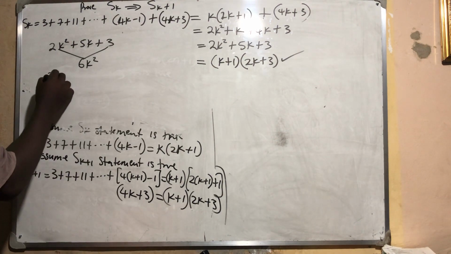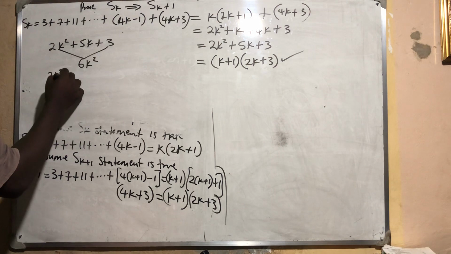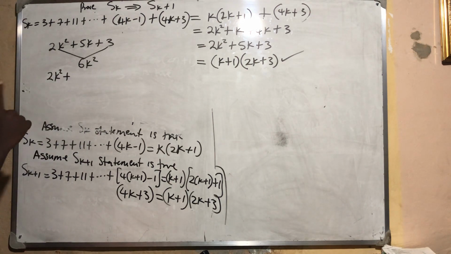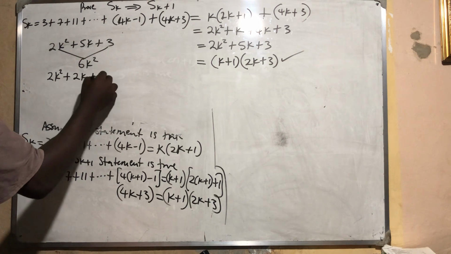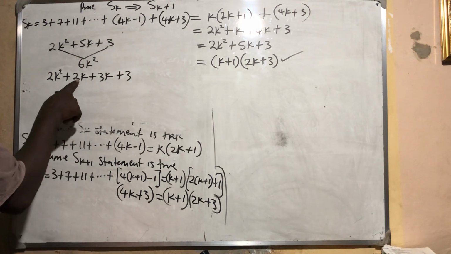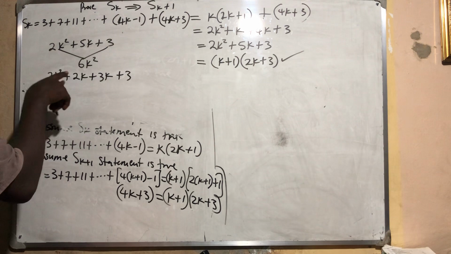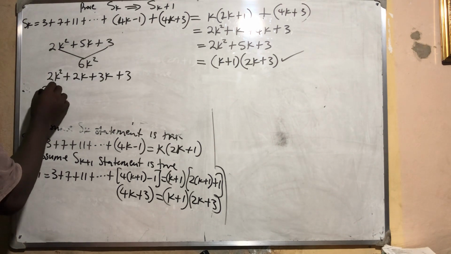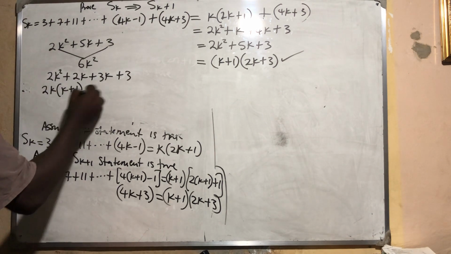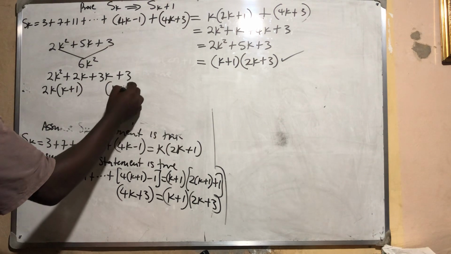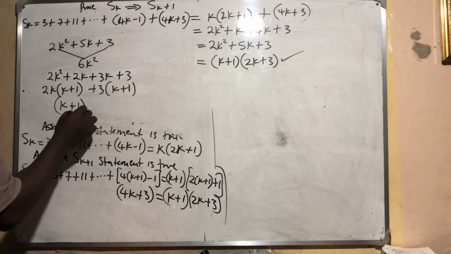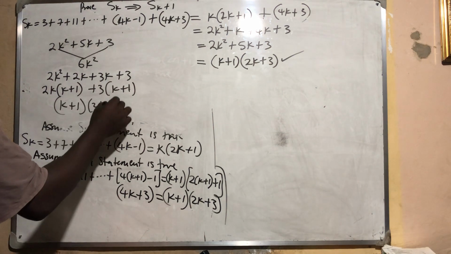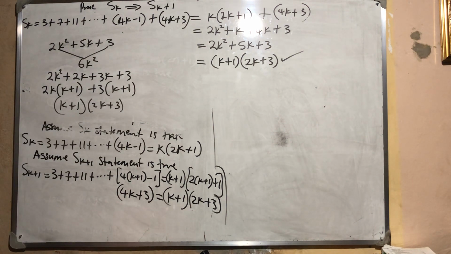So this is 2k squared. The two things here can be 2 and 3. Yes, 2 and 3. So 2k squared plus 2k plus 3k, correct, plus 3. This plus this is still giving me 5, so this is the right thing to do. So 2k into k plus 1, plus 3 into k plus 1. What is common is k plus 1. I have k plus 1 and 2k plus 3. You see? So that is that for mathematical induction.